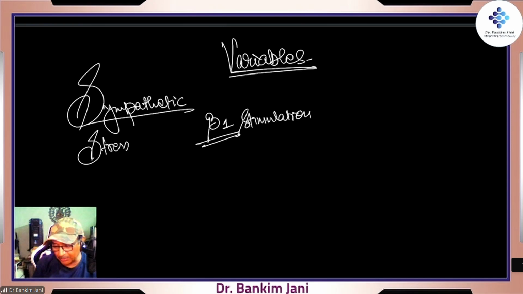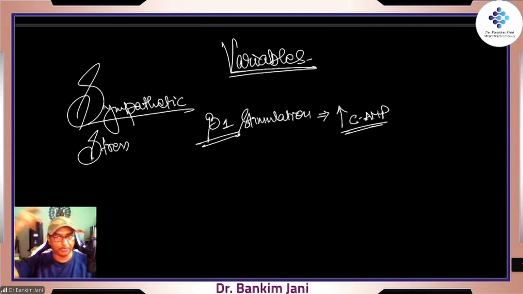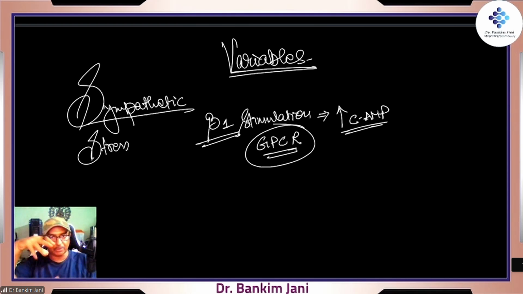That beta 1 stimulation will lead to an increase in cyclic AMP. We saw that entire process, how the receptors come into picture. So, G protein coupled receptors, GPCR. It leads to stimulation one after another, the entire sequence. Finally cyclic AMP is released. That cyclic AMP does just one function.